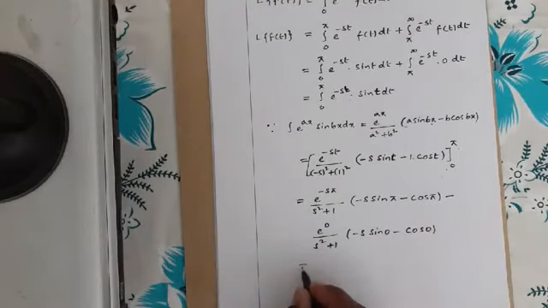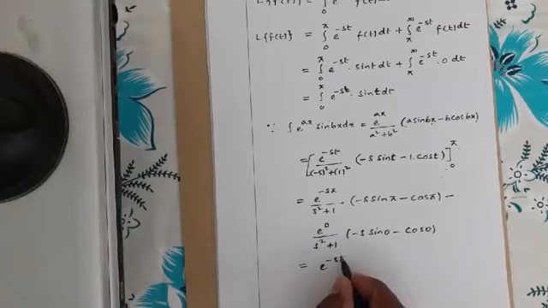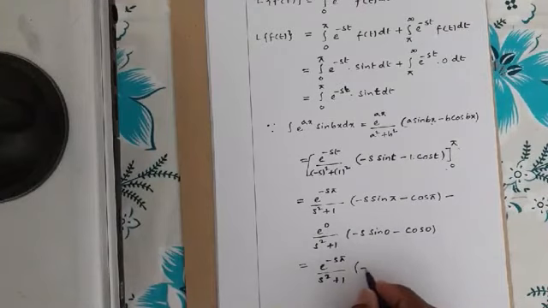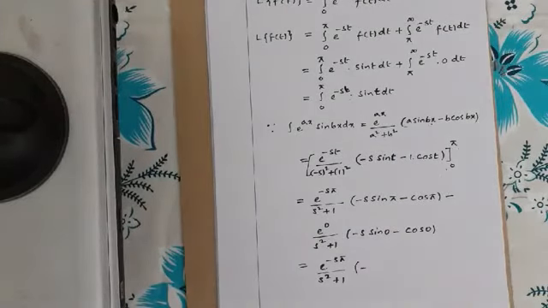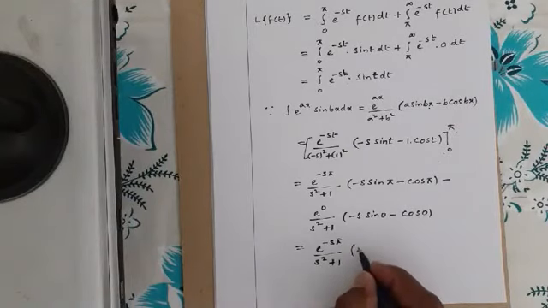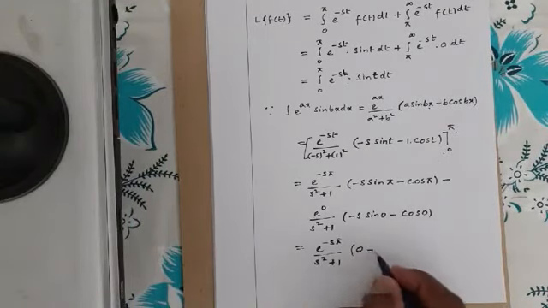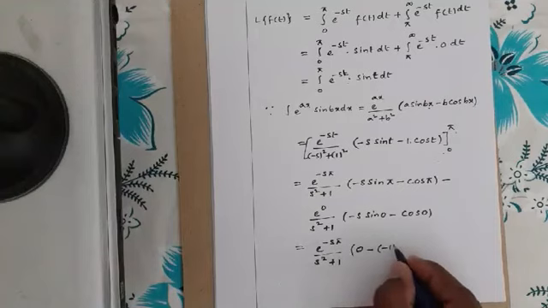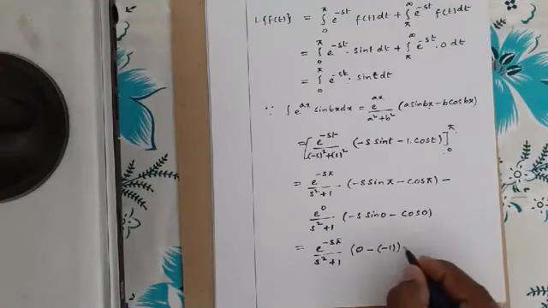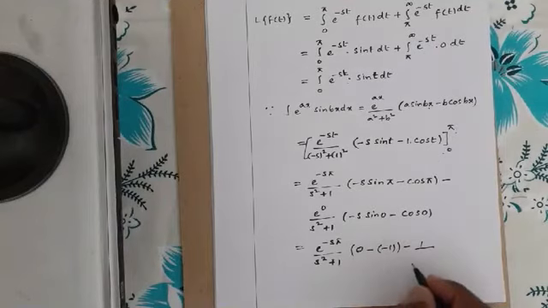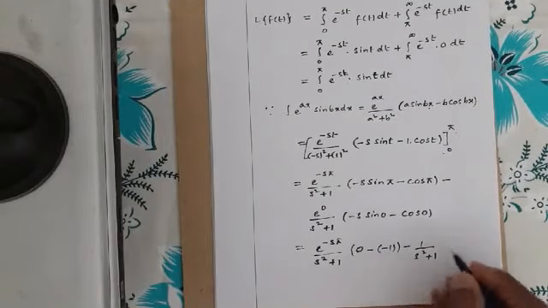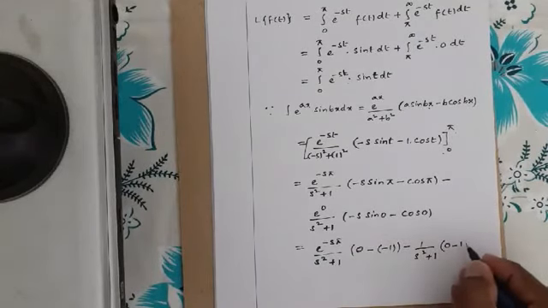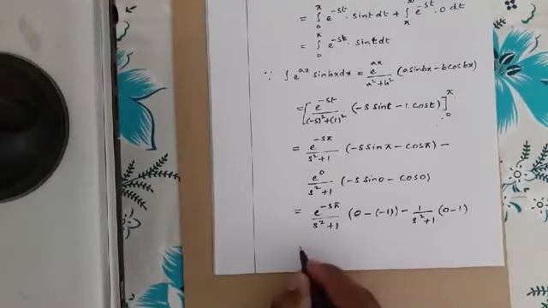Now I can write this as e power minus s pi upon s square plus 1, in bracket minus s sin pi, and sin pi is nothing but 0, so the first term becomes 0. Minus cos pi: cos pi is minus 1, so I write minus 1 here. Close the bracket. Then minus e power 0, which is 1, upon s square plus 1, and sin 0 is 0, so the first term is 0, minus cos 0 is 1, so I write 1.